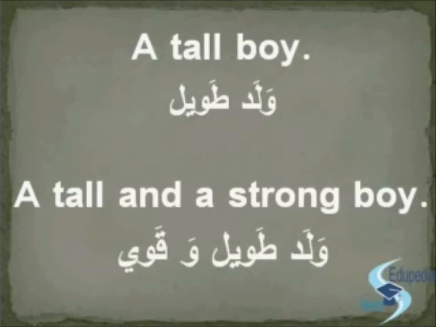Now, adding more adjectives in Arabic is an easy thing because you have to add the conjunction wa, which means and, and that's it. Here we have an example. A tall and a strong boy, it is ولد طويل وقوي. If you need to add more adjectives, you will say ولد طويل وقوي وشجاع وجميل. So you have to add wa in between the adjectives.